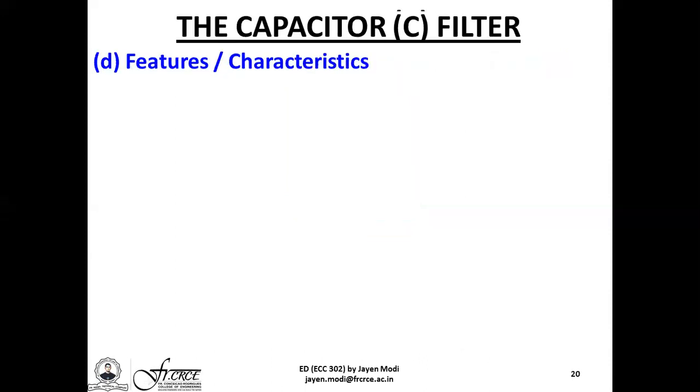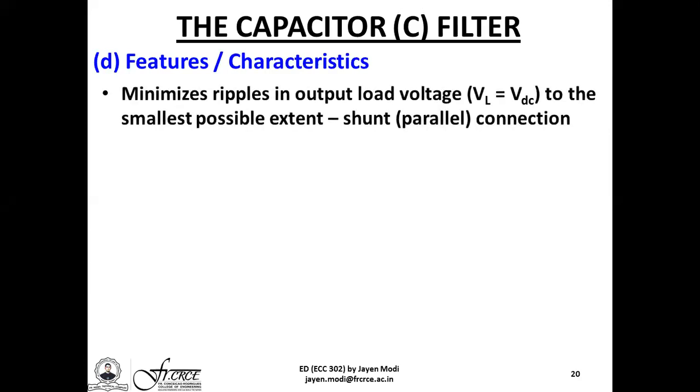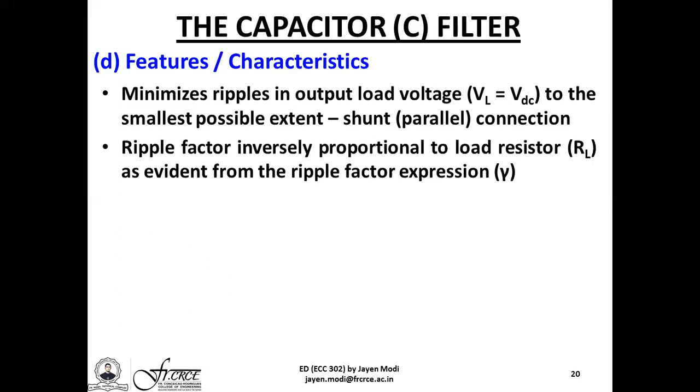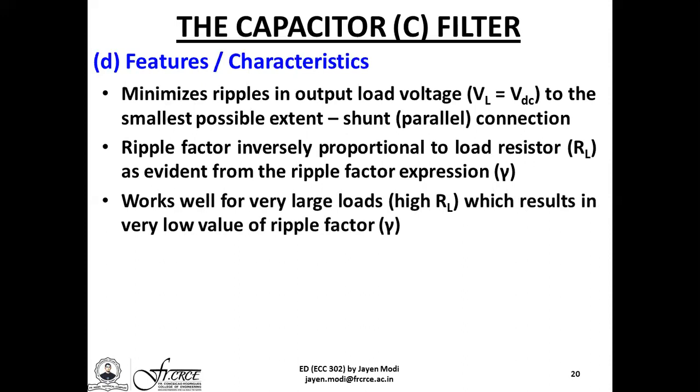The features or characteristics of the capacitor filter are: it minimizes ripple content in the output load voltage, which is VL or VDC, to the smallest possible extent because the capacitor is connected in shunt, a typical parallel connection just across the load RL. Ripple factor is inversely proportional to the load RL, as evident from the ripple factor expression gamma. It works very well for extremely large or heavy loads with a high value of RL, which results in an extremely low value of the ripple factor gamma.